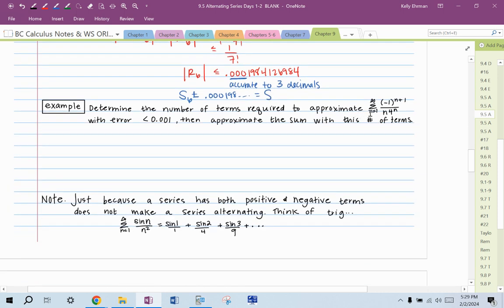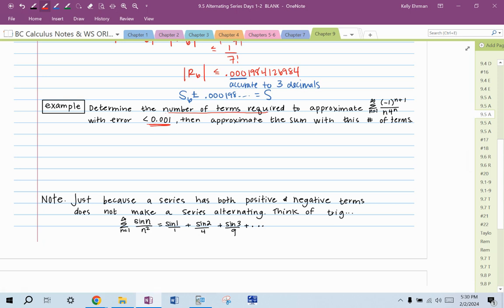What else do we have to do with error? Another common thing, again, for free response or multiple choice, is to not be told how many terms to use in your partial sum, but instead determine the number of terms required to approximate this series so that you're within 0.001. So they give us the error. This is how accurate we have to be, 2 decimal place accuracy. And we have to figure out, is it a 6th partial sum, a 5th partial sum, or what?